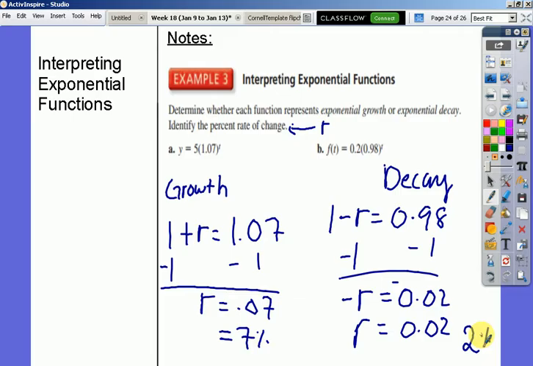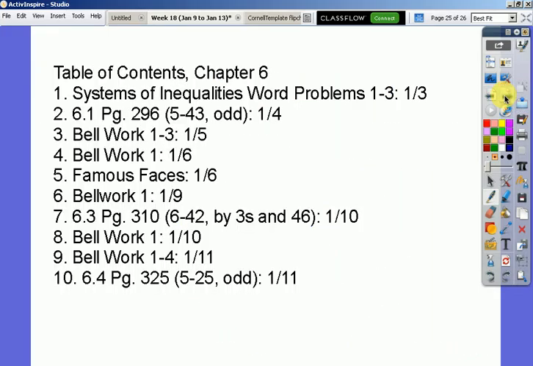All right, that's it. Do you have any questions about this section? Tomorrow we're going to review prior to taking a quiz. You will not have any homework tomorrow other than to study for your quiz. Here is your updated table of contents. If you get done with this homework tonight, you will not have homework tomorrow.